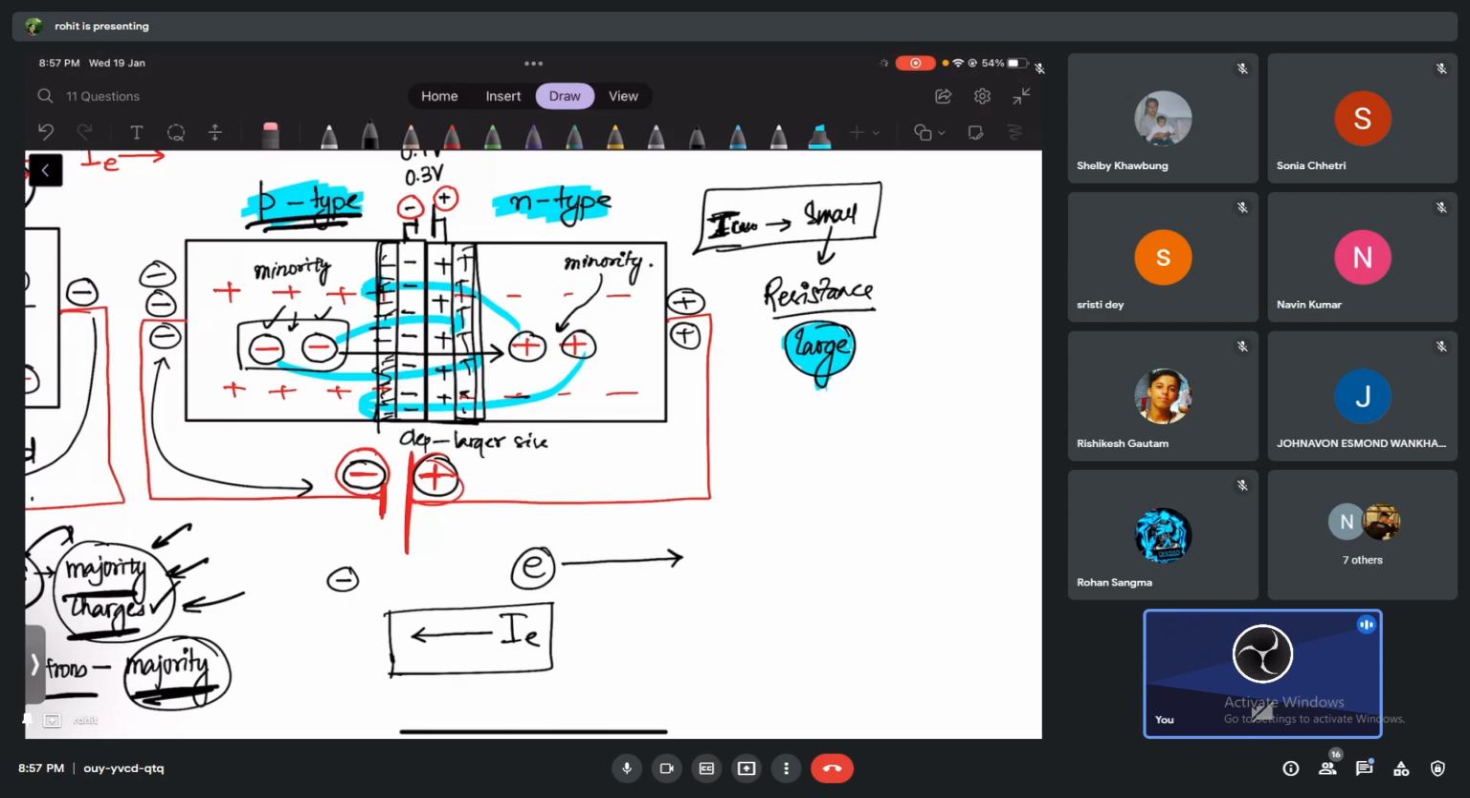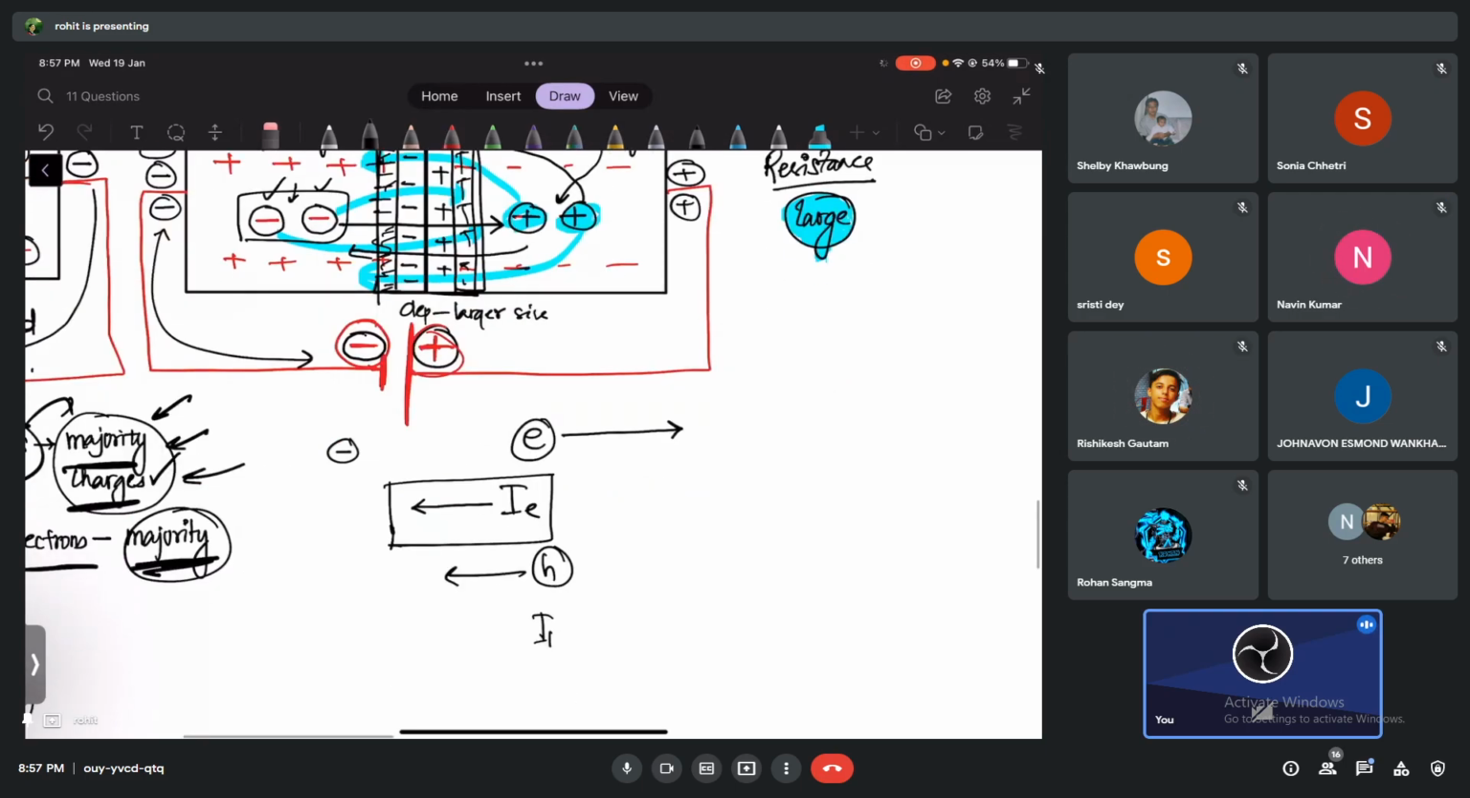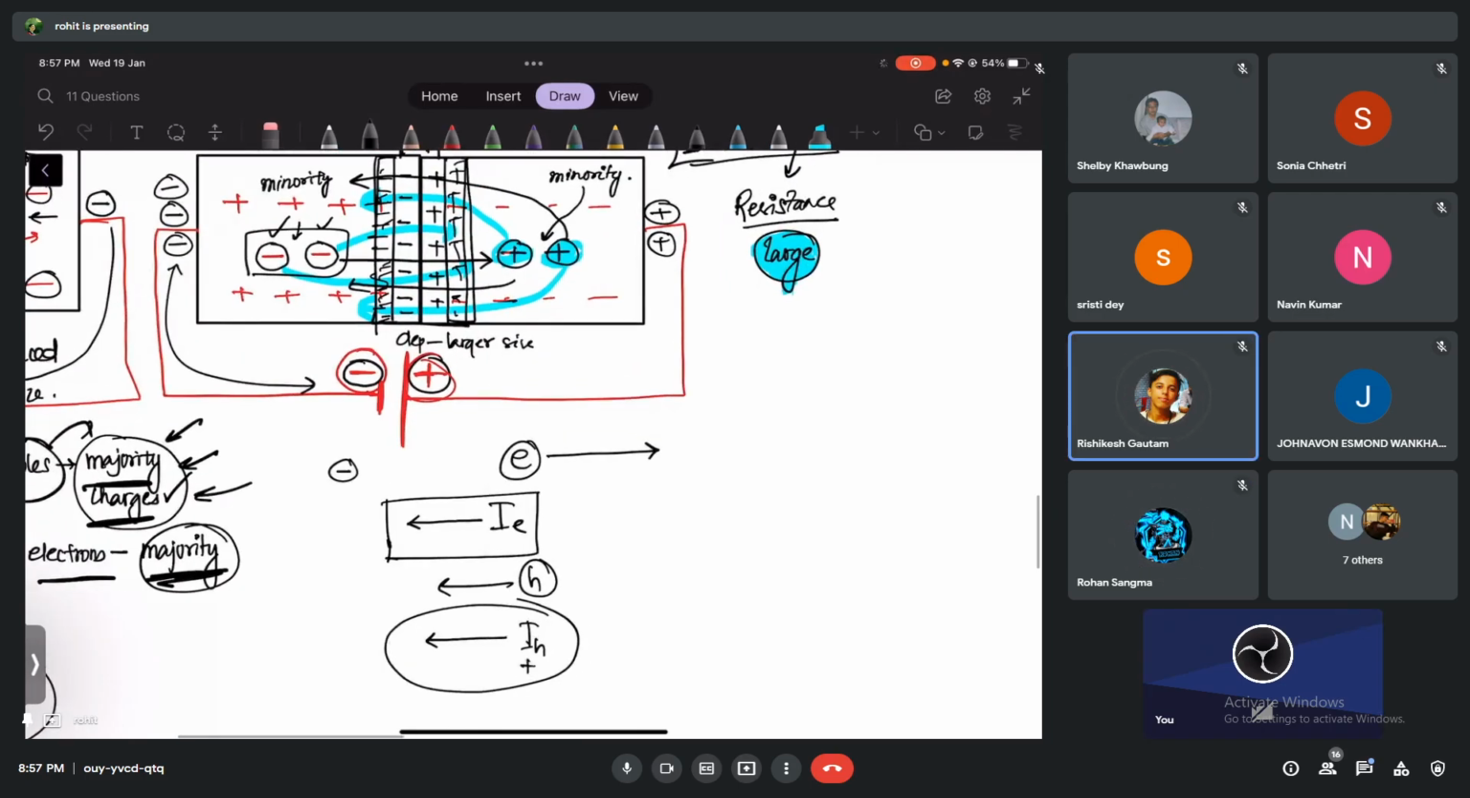Where are the holes going, guys? These holes, to the right or left? Left. The holes are going to the left. If holes are going to the left, what is the direction of current due to holes, guys? Left. Holes are positive, no?